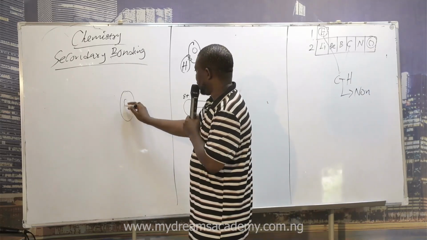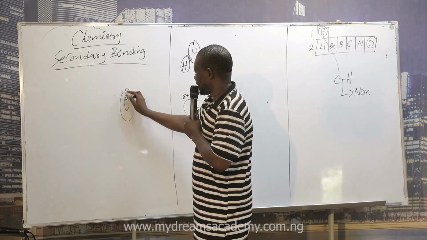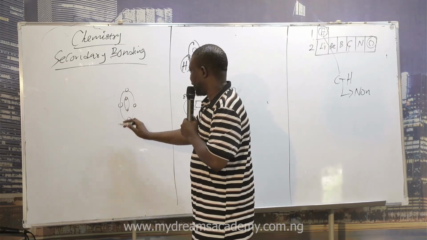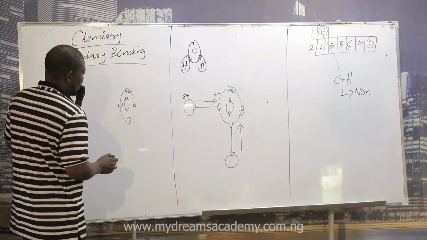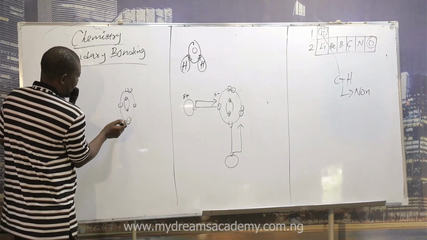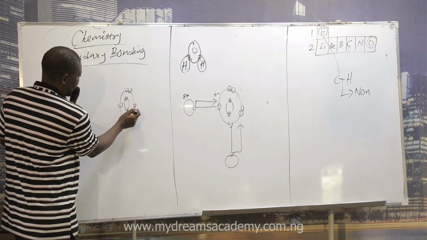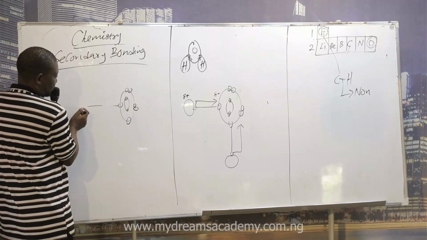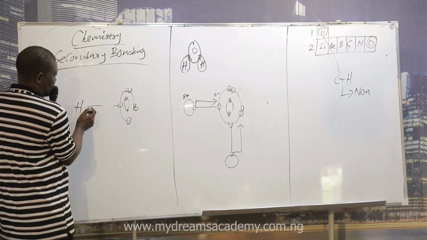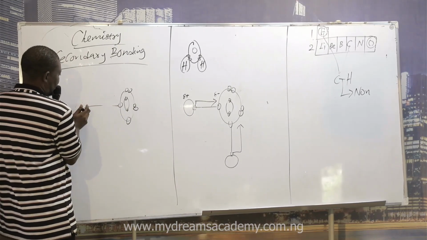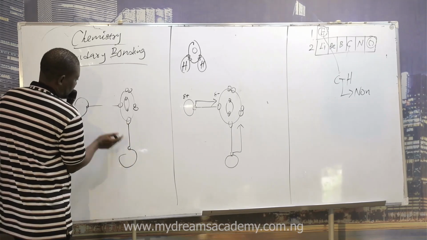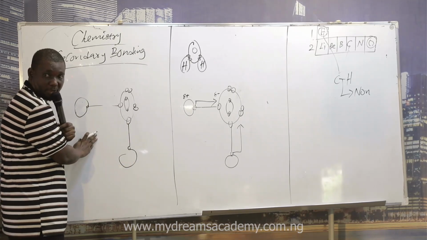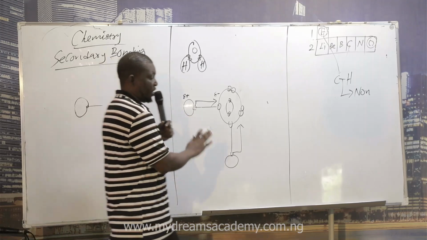Oxygen, 1, 2, 3, 4, 5, 6, 7, and then 8 somewhere here. And this one forms another bond here, with another oxygen, another bond here with another oxygen. This is water. This is water. Both of them are covalent.